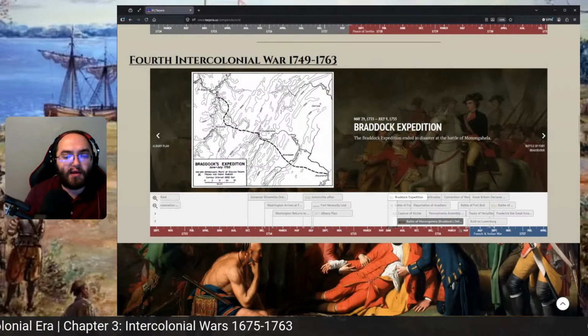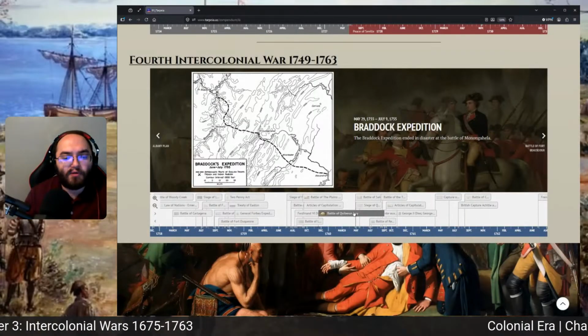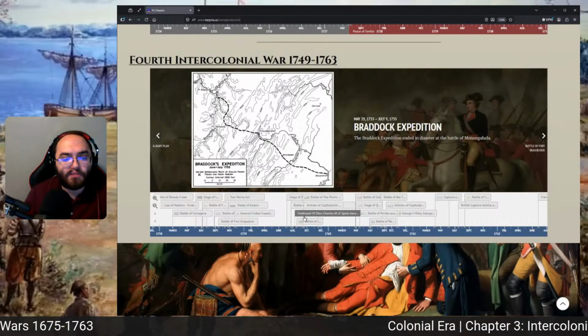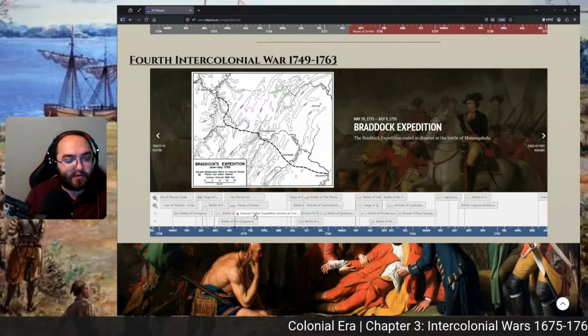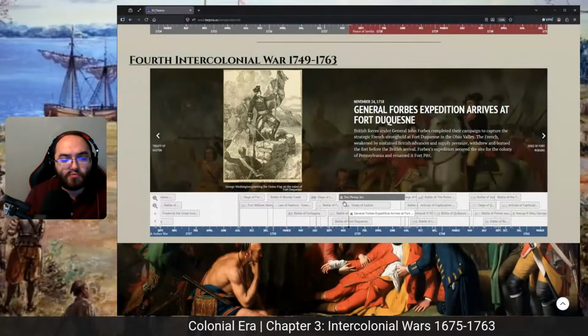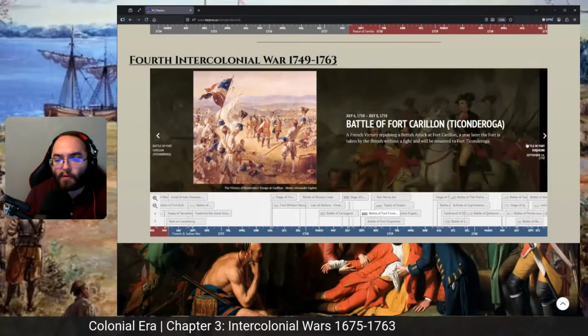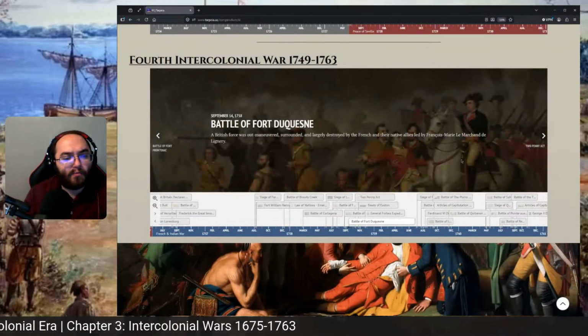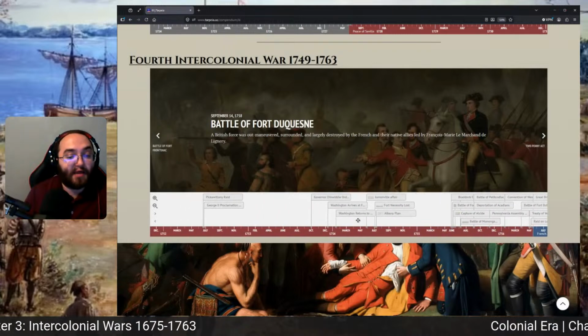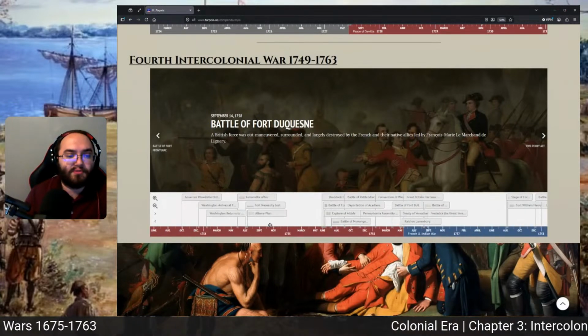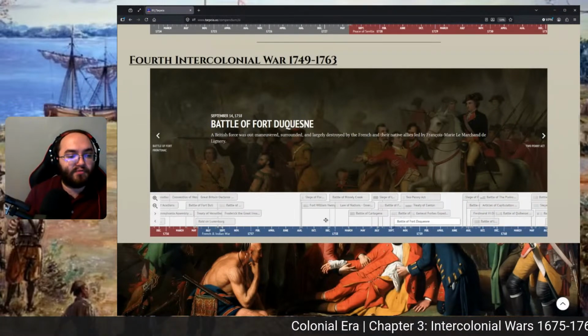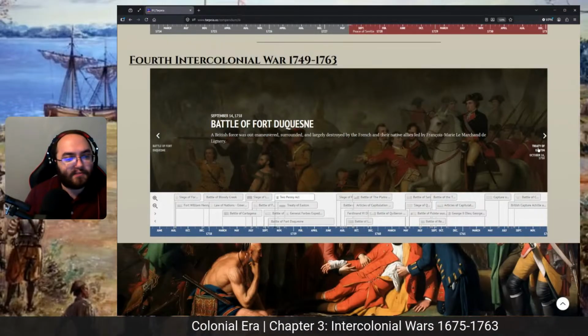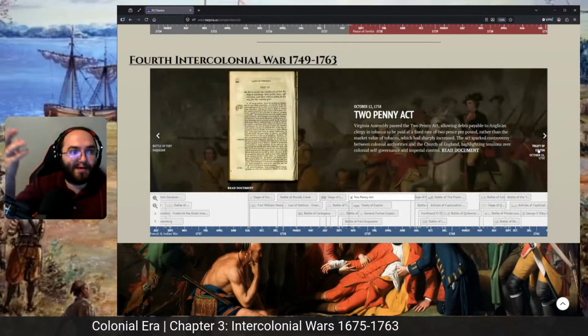And so now we're at the Battle of Fort Duquesne. Let me see if I can find it again. Right here, which happens 4 years after, or I guess 3 years after Braddock's defeat. And so the British are back.